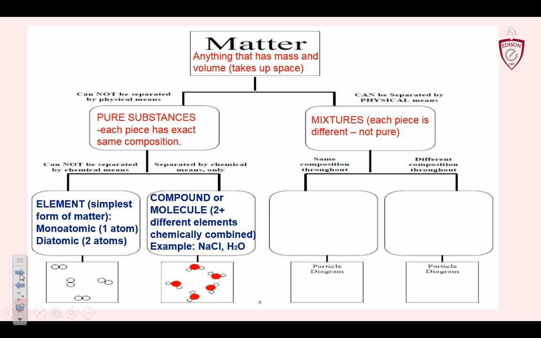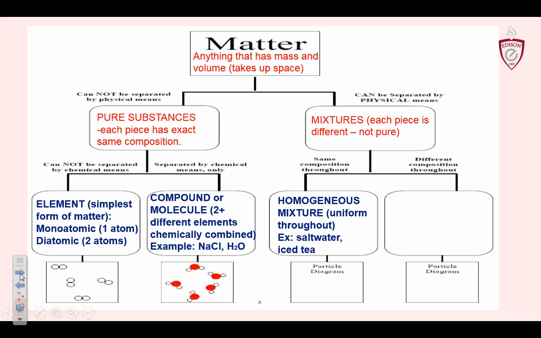And now here's a particle diagram. This particle diagram is of water. The water is made up of hydrogen and oxygen, so there are two different elements in it. It's not an element, it's now a compound or a molecule. And because of that, I can separate those two elements from the molecule using a chemical means we'll learn later on. It's called hydrolysis.